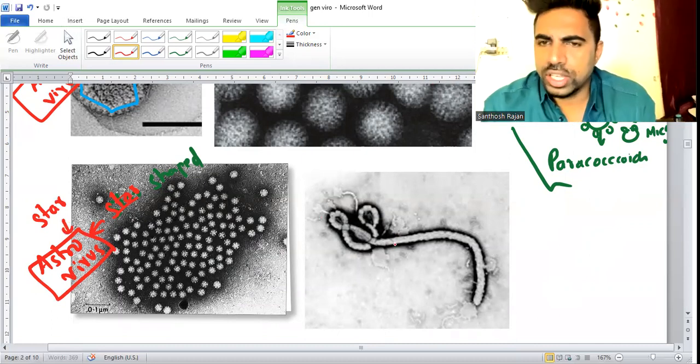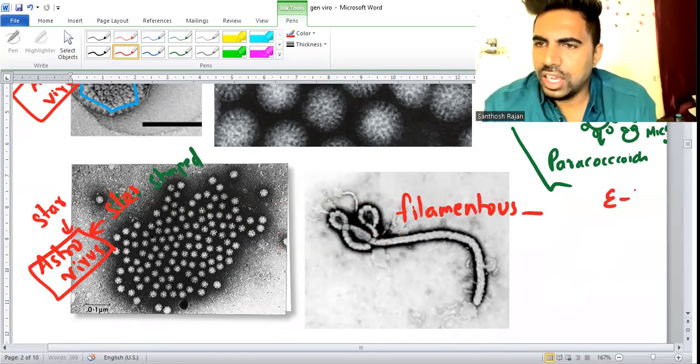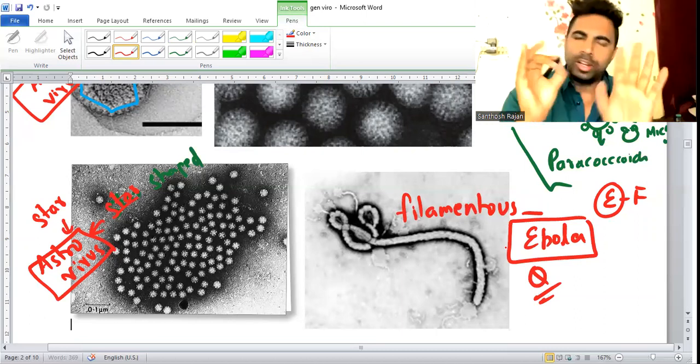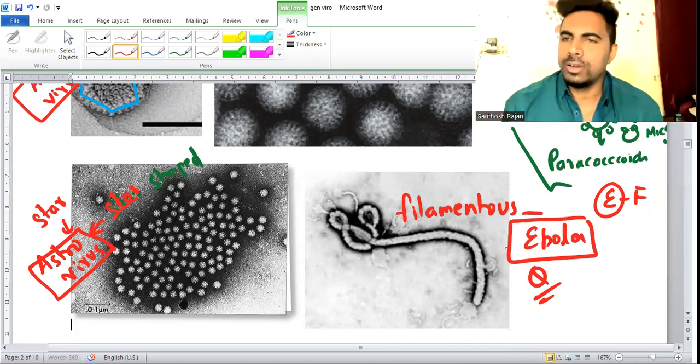What about this? This was asked many times. This one recently became popular. It's filamentous shape. So, filamentous means A, B, C, D, E, F. So, E for not elephant, Ebola. Okay, E for Ebola. Filamentous, E and F. F for filamentous, E for Ebola. Just E, F. Okay, that's it. Definitely one question from here and easily you can make it, right?